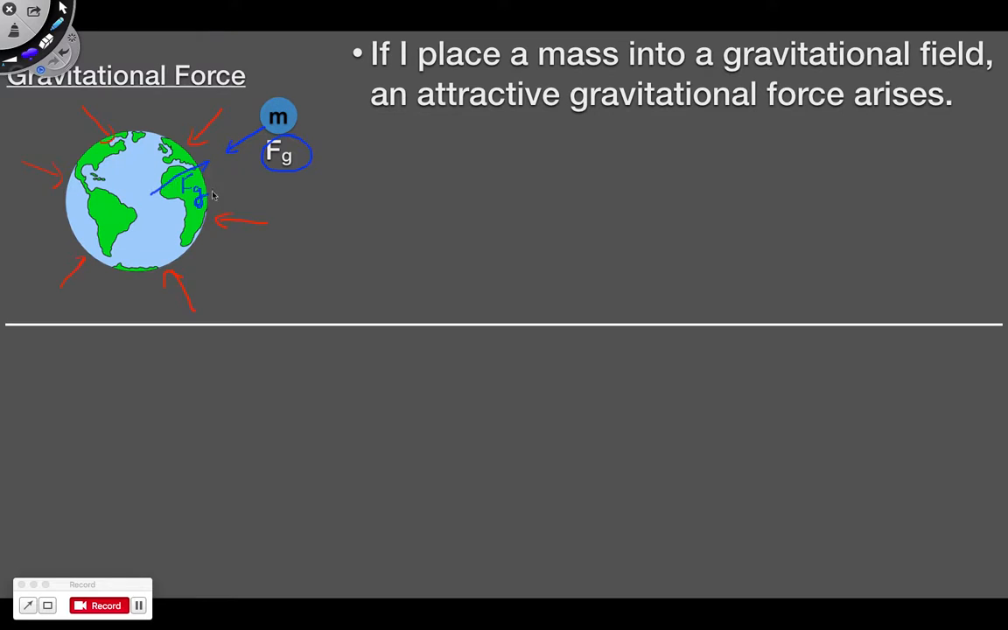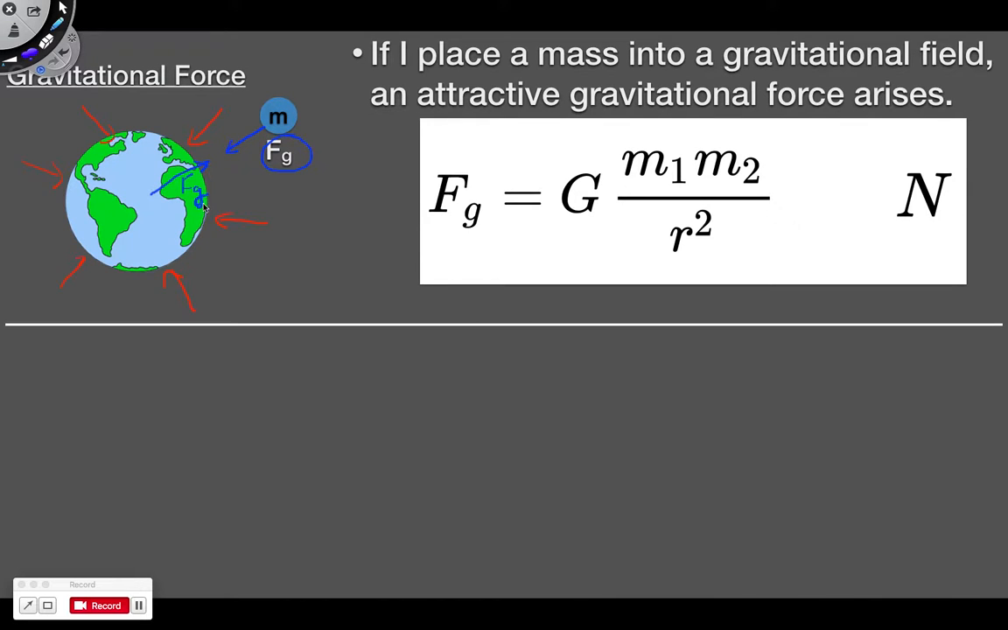Gravitational force is both ways, okay? So this is attracted to that, and that is attracted to that. So there's no force without two objects. One object creates a field, the other object, now a force arises. This was Newton's universal law of gravitation, all right, that we use.